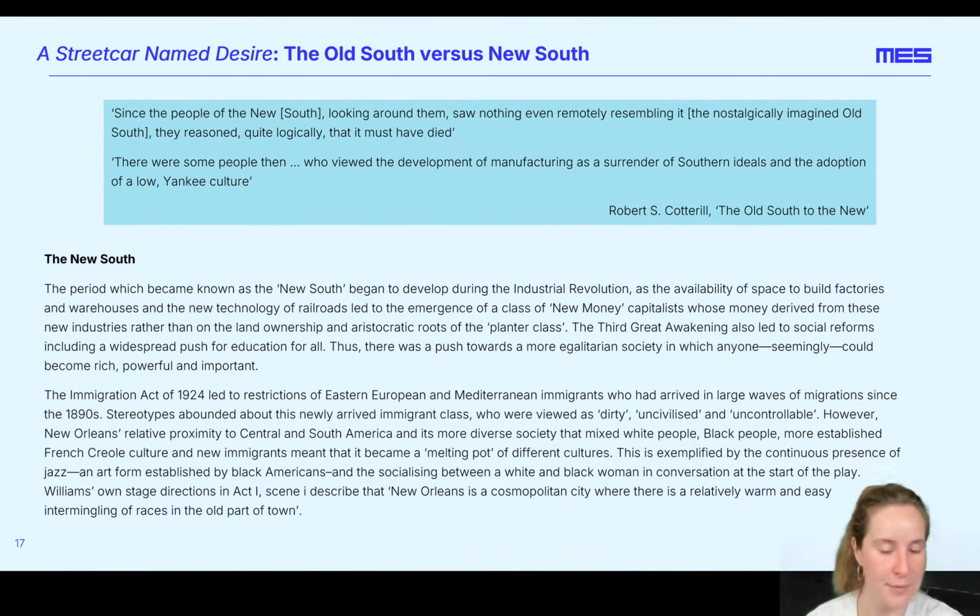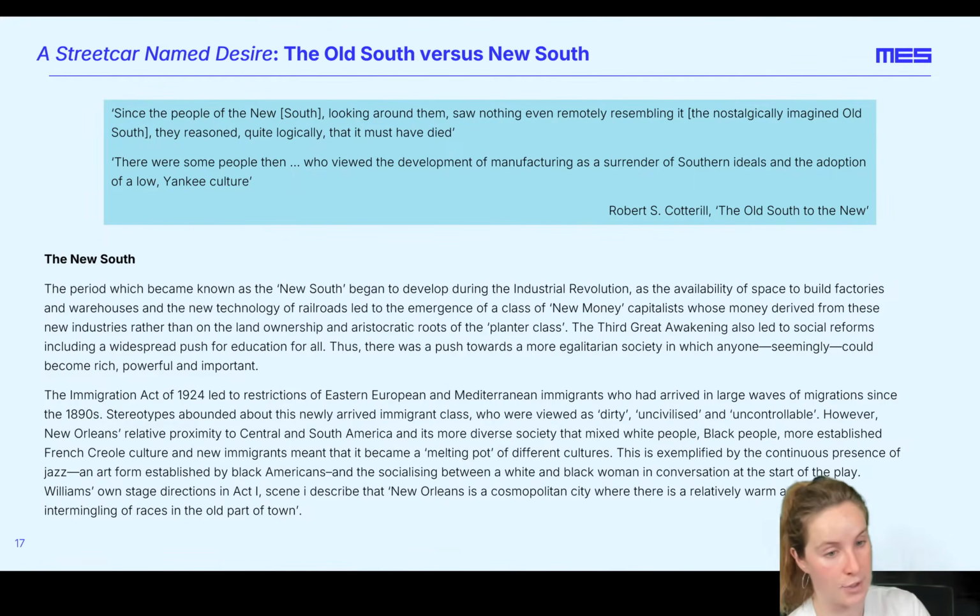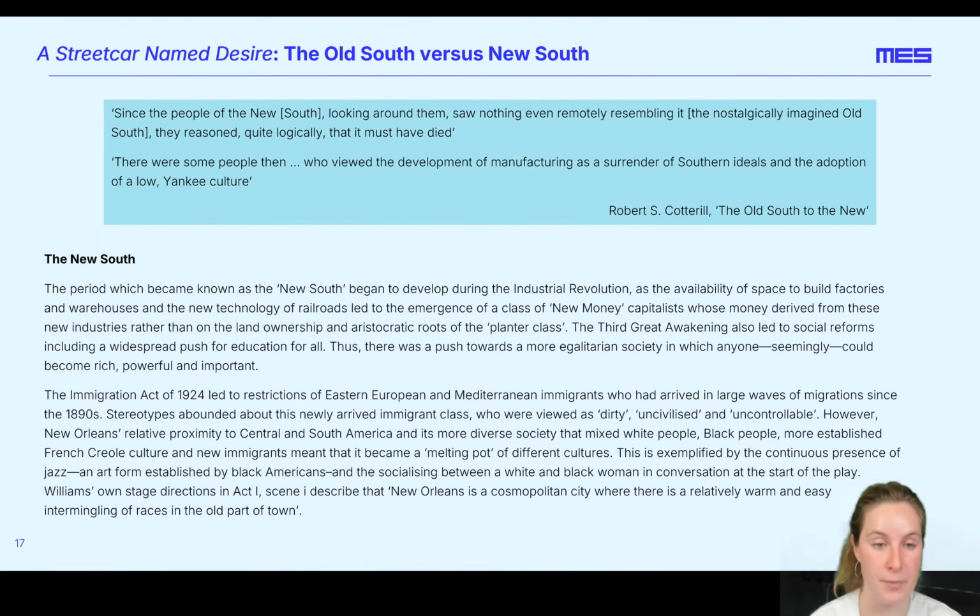Now, the New South. So this is Cotterill again in blue. Since the people of the New South, looking around them, saw nothing even remotely resembling it, the nostalgically imagined Old South, they reasoned quite logically that it must have died. There were some people then who viewed the development of manufacturing as a surrender of Southern ideals and the adoption of a low Yankee culture. Here, Yankee means someone from the north of America who is the opposition in the Civil War to the South.